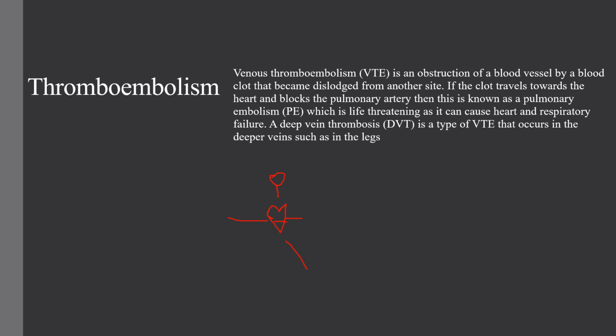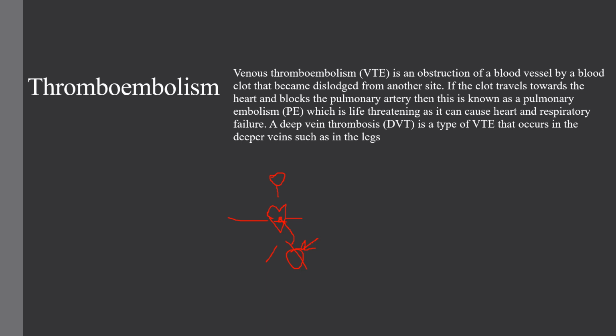Okay, let's say the clot starts here in the leg, and it's gonna travel all the way up to your heart. Then it can block the pulmonary artery, and this is what is known as pulmonary embolism, which is life-threatening, and it can cause heart and respiratory failure. And a deep vein thrombosis is basically a type of VTE that occurs in the deeper veins, and that could be like something in the leg.